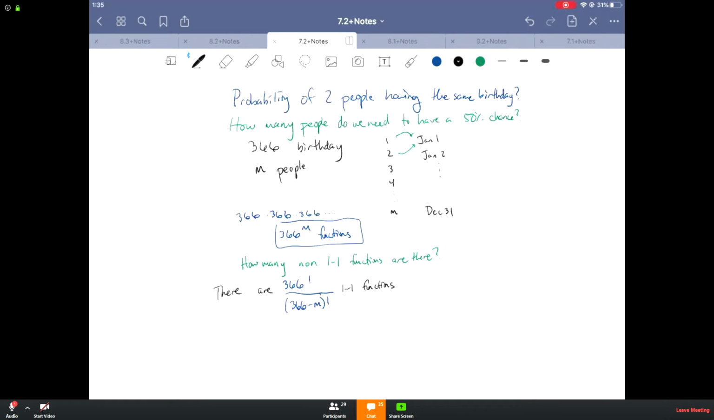Any questions? So this is exactly what we've done. Really nothing new. All we're doing is applying it to a group of people and the 366 birthdays. We haven't even actually done probability yet. But putting this together, the probability of getting a 1-to-1 function, where m is just the number of people. We're trying to figure out how many m's we need to have a 50% chance.